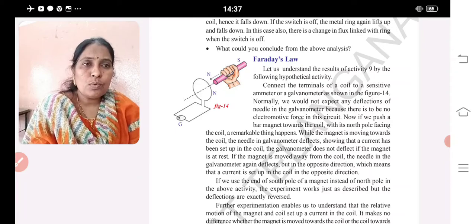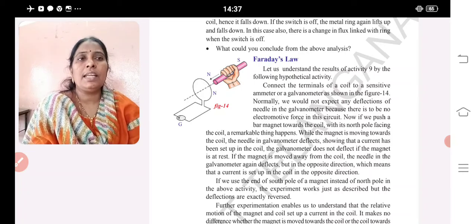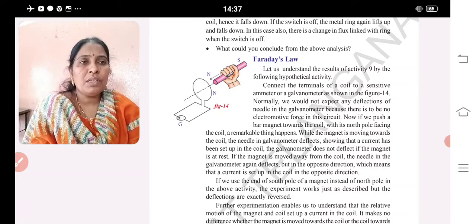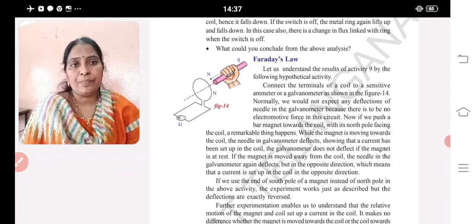The magnet is moved away from the coil. The needle in the galvanometer again deflects but in the opposite direction, which means that current is set up in the coil in the opposite direction. If we use the south pole of a magnet instead of the north pole in the above activity, the experiment works just as described, but the deflections are exactly reversed.